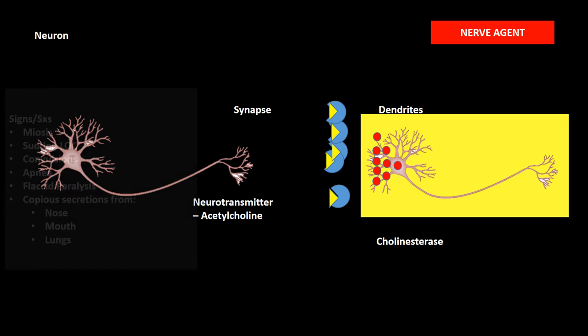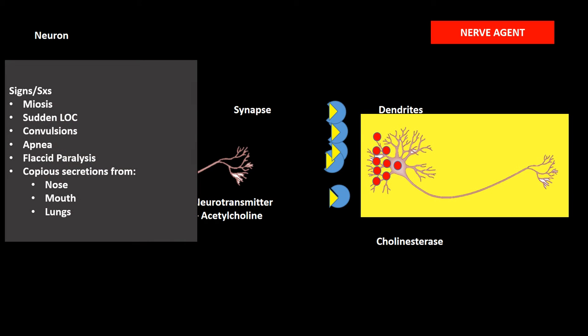And that's why we're going to get these symptoms. That's when we're going to have miosis. We're going to have a sudden loss of consciousness. We're going to go into convulsions because your muscles are being triggered and triggered by acetylcholine, and your cholinesterase is all bound up by the nerve agent. It can't be neutralized. After a while, everything's going to start giving out.